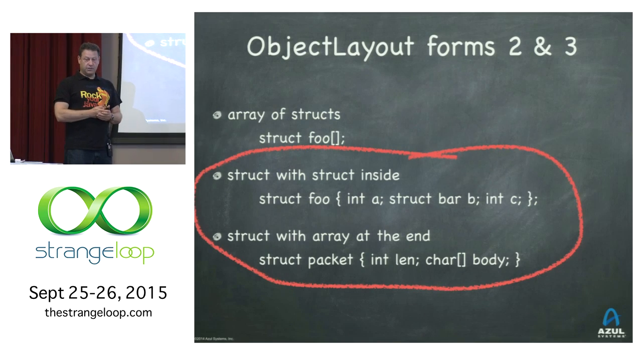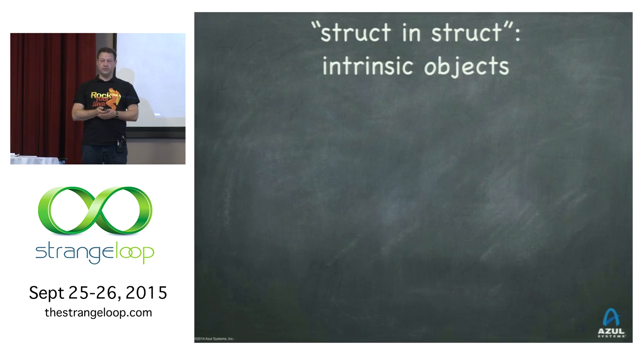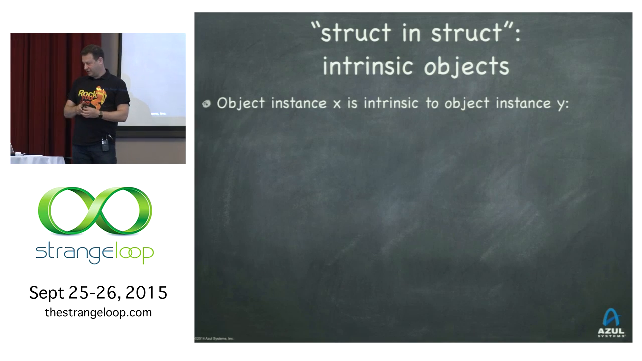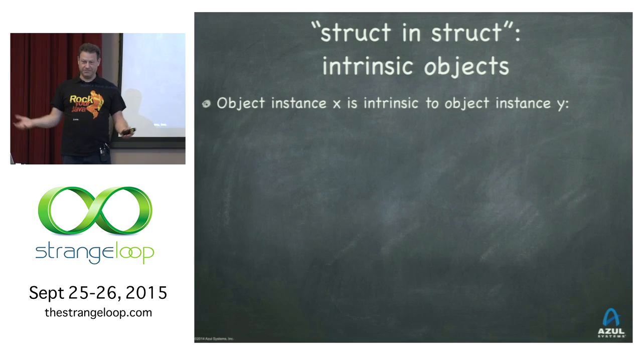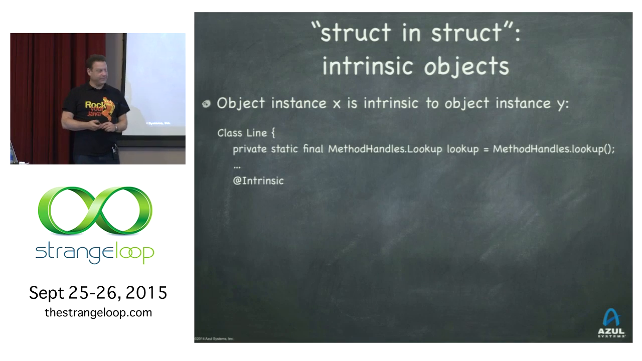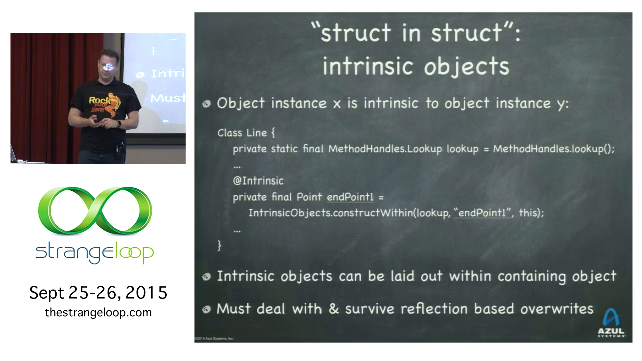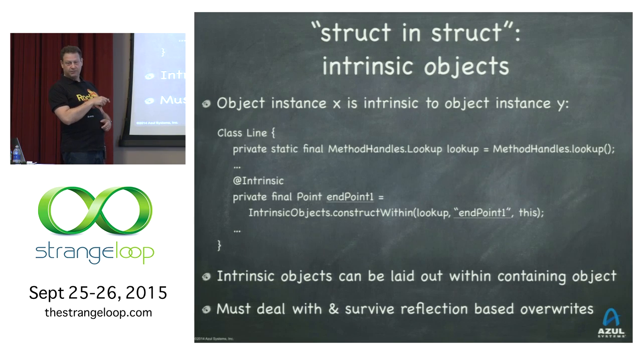The other two, I'm going to go through really quickly. Structured array is probably the best example to look at. One is struct in struct. I call that an intrinsic object. Intrinsic, not in the sense of compilers, but in the sense of English. If an object instance is intrinsic to another object, if you look it up in the dictionary, it means they were made together. They had a strong relationship to each other. That's what the language says, not Java, the language. This is how you say that in Java, now, in vanilla. You put an add intrinsic, and that's just a regular private final something, but it's annotated with intrinsic, and it's initialized with a factory.